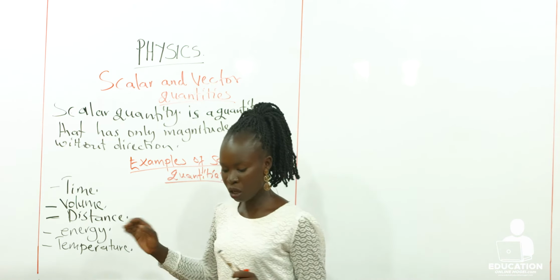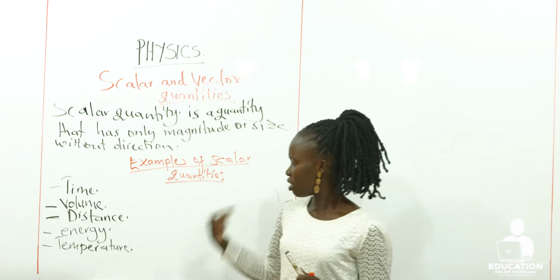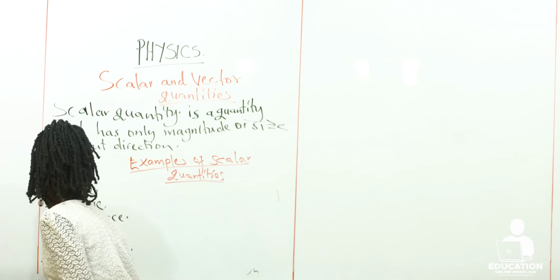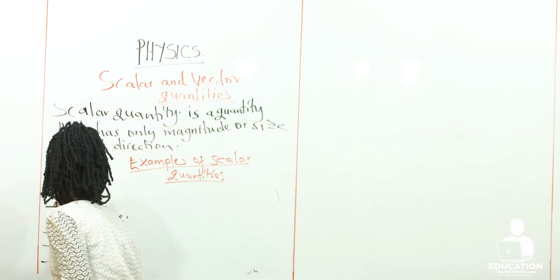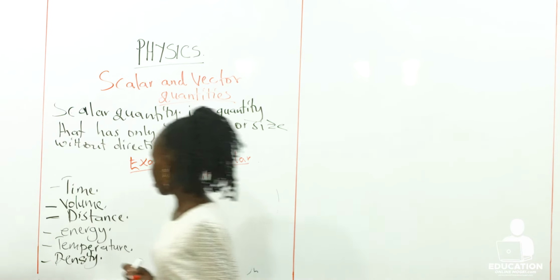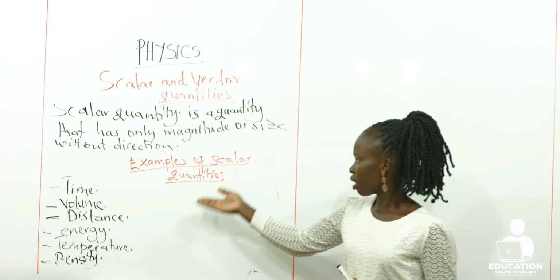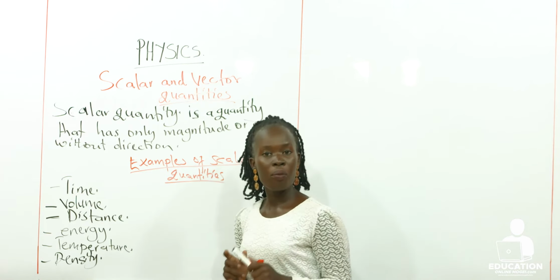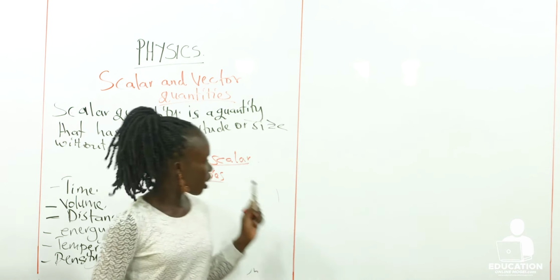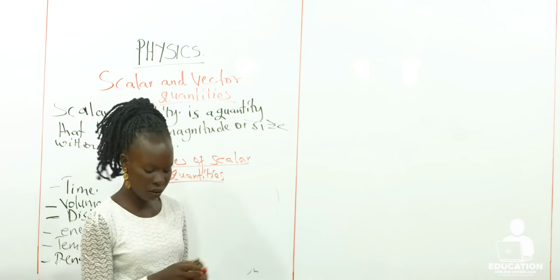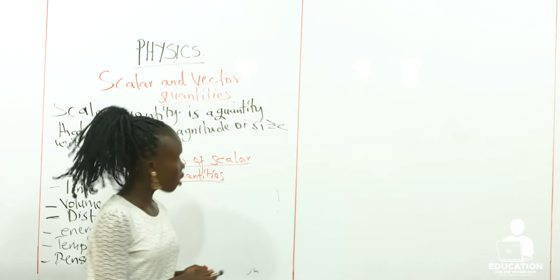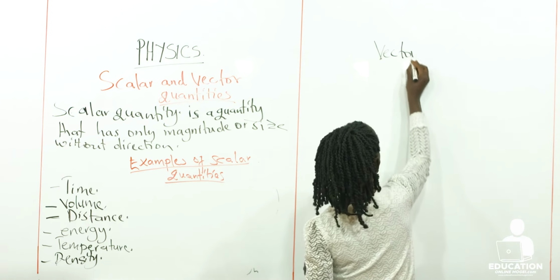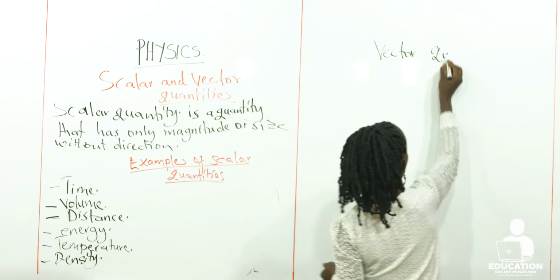So we have so many of these, ranging to density. We can even have density also as another example of scalar quantity. There are so many of them. Let us look at vector quantities.